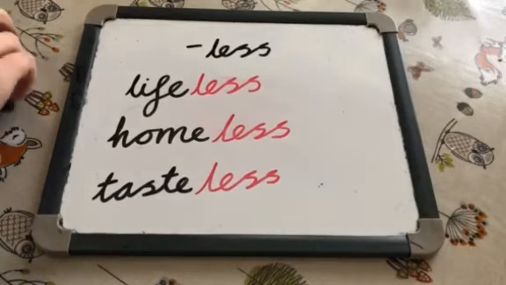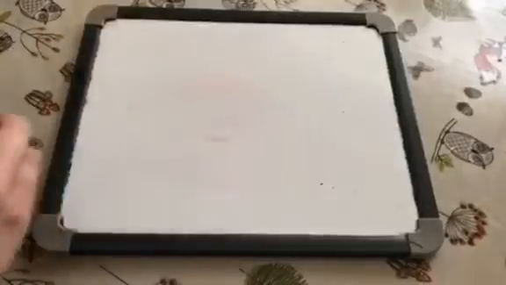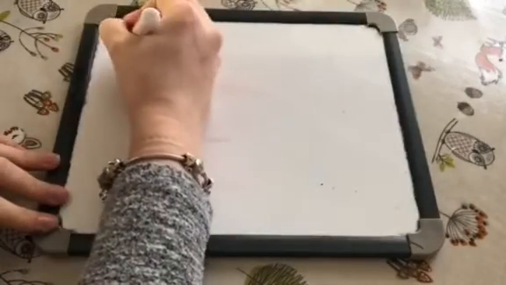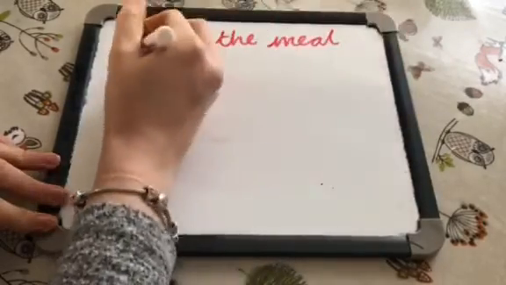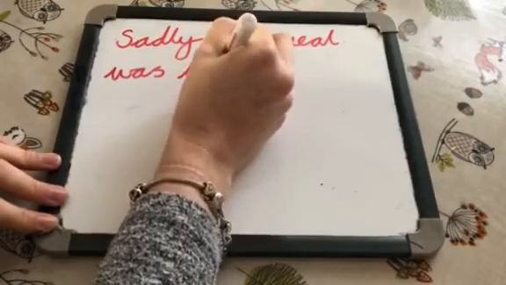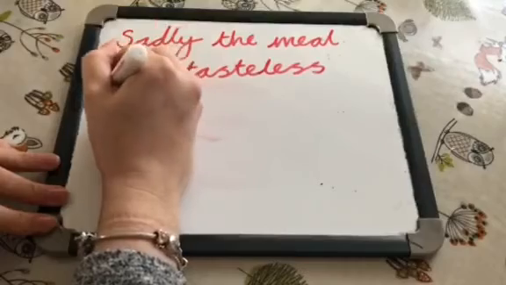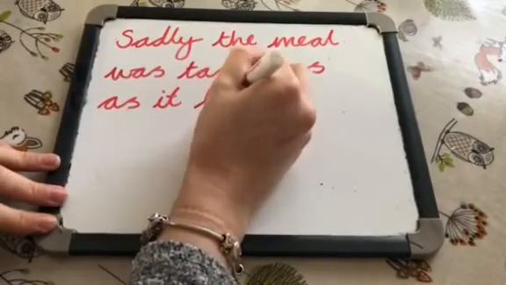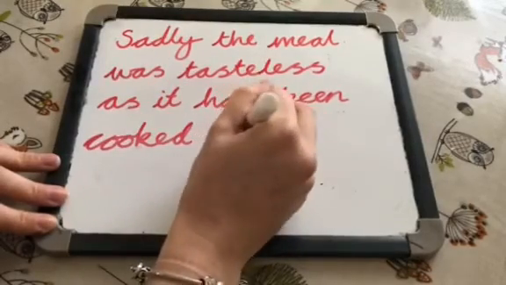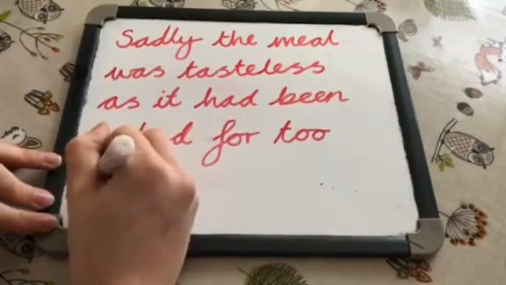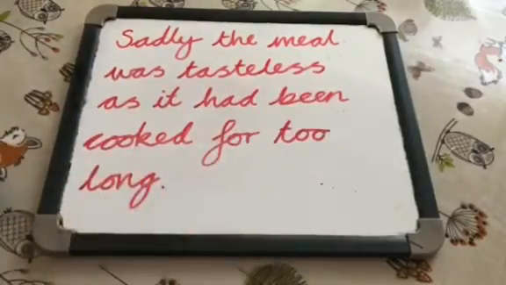Once you have finished your list, I would like you to choose one of the words that we've looked at today and have a go at writing it in a sentence. So here's an example. Sadly, oh dear, sadly, the meal was tasteless, means without taste, as it had been cooked for too long. Okay, sadly, the meal was tasteless as it had been cooked for too long.